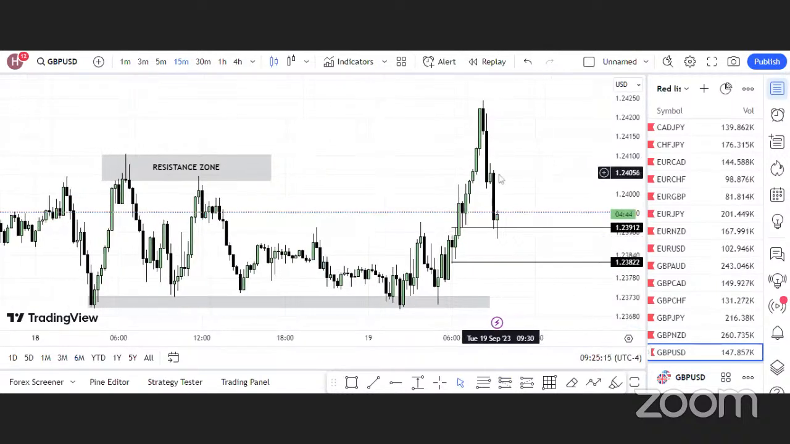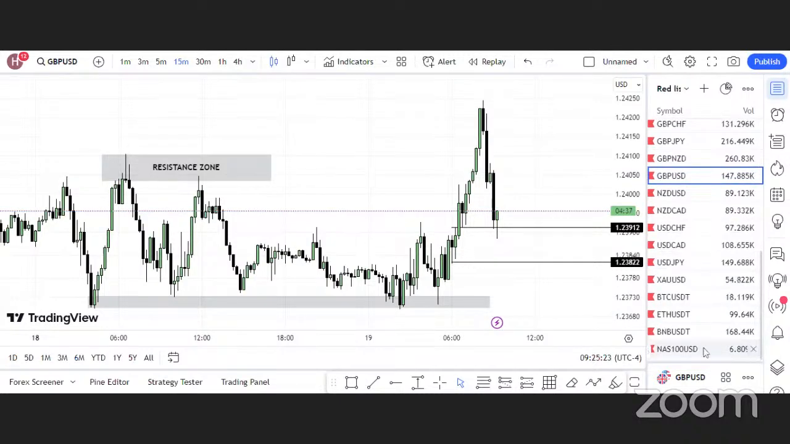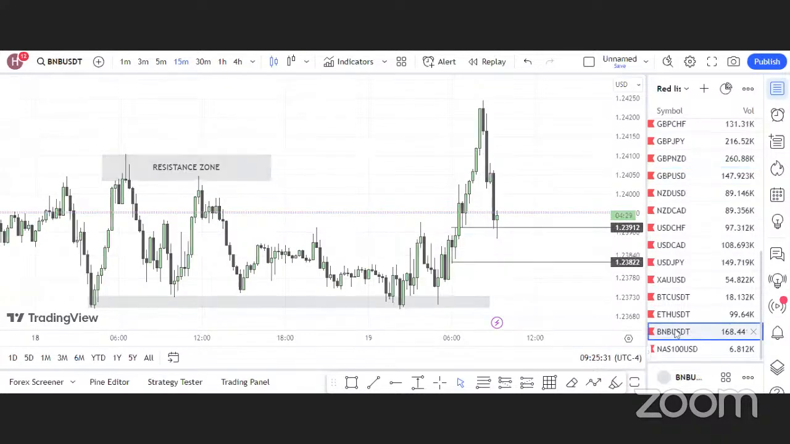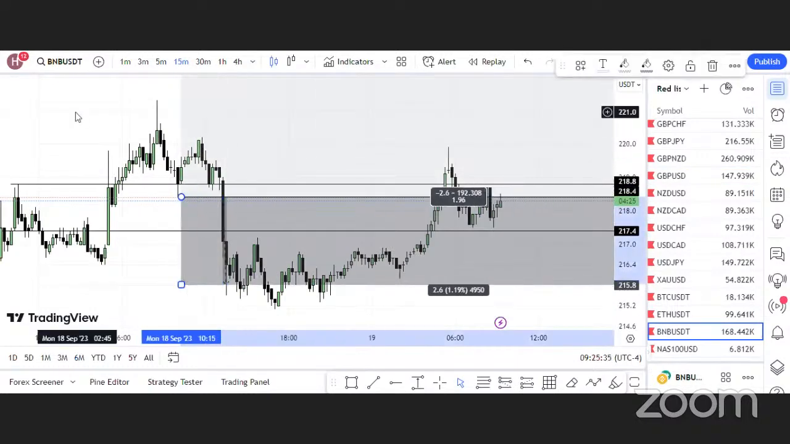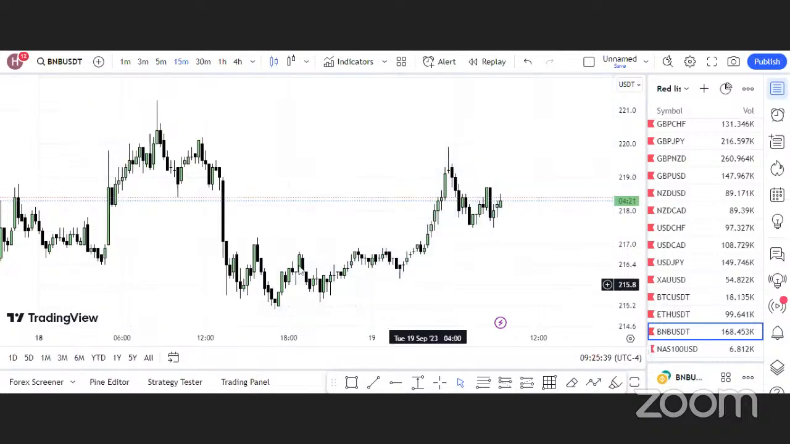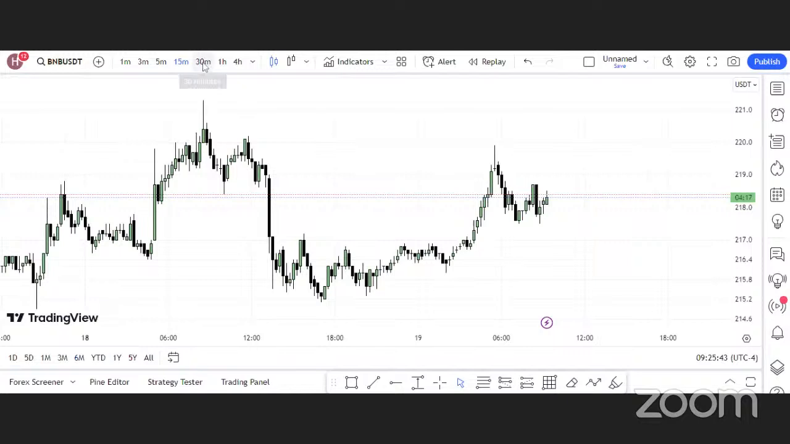So the suggestion, that's good. Let me use the suggestion that was made. Let's start with the BNB USDT. Those are beautiful pairs. They are good instruments that provide lots of opportunities also.